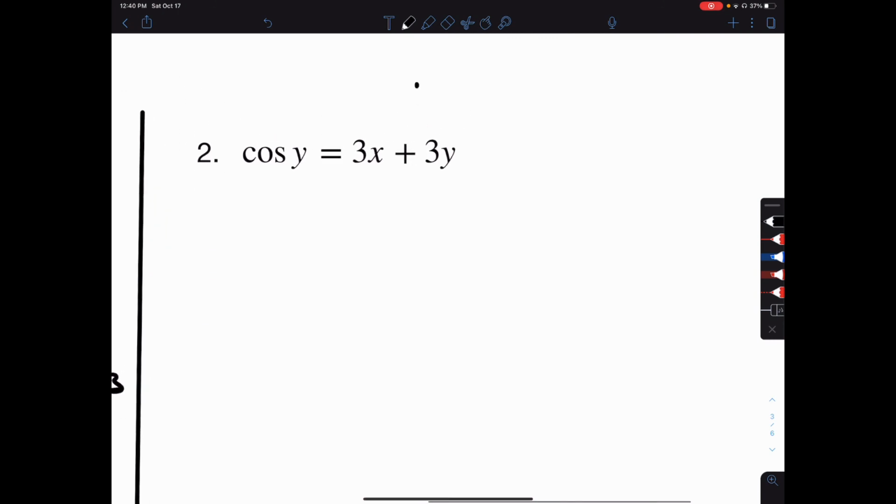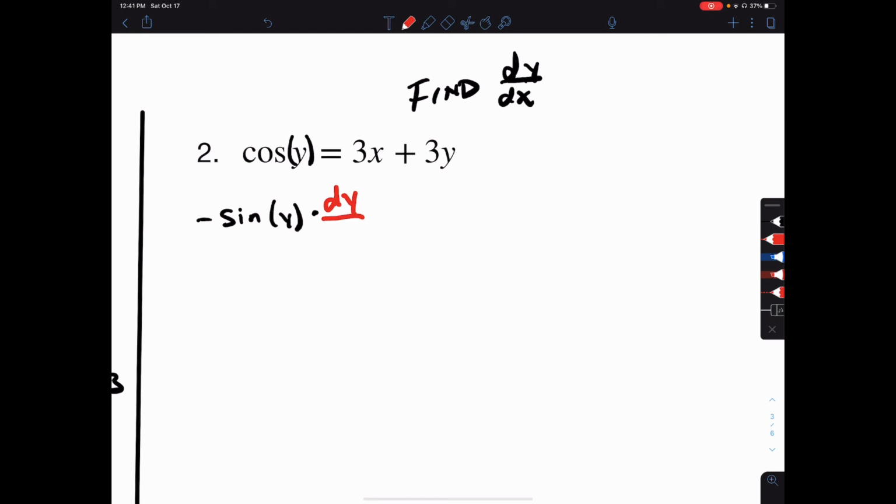Same directions. Find dy over dx, which means we have to take the derivative of each term with respect to x. So this is the wrong variable. When we take the derivative of cosine, it's negative sine. Inside function stays the same. Then we multiply that by the derivative of the inside. And since we don't know what y is, it's not just y, it's some function, we say we don't know what the derivative is, we're going to write dy over dx.